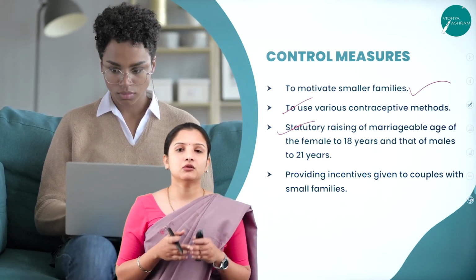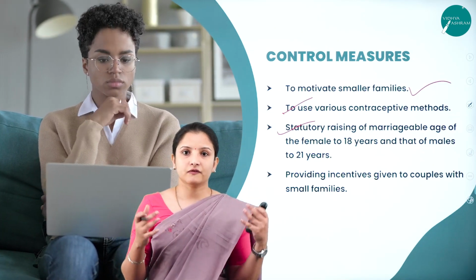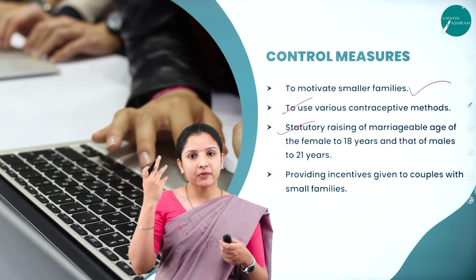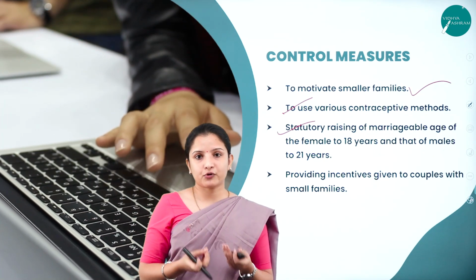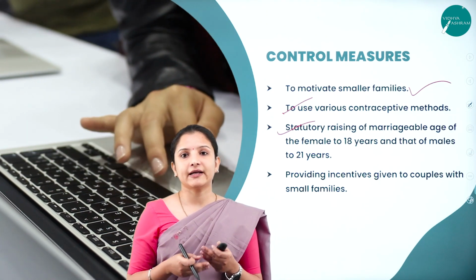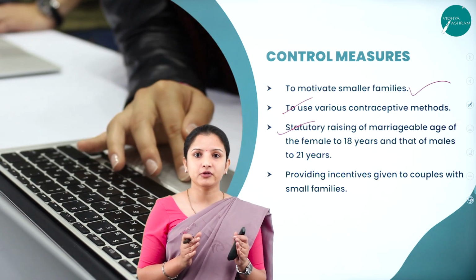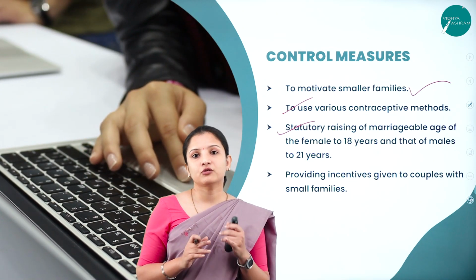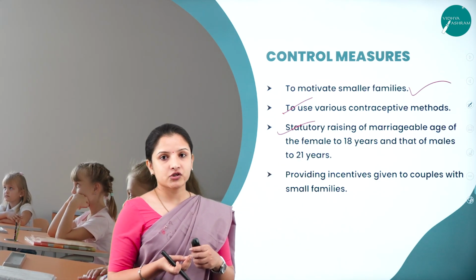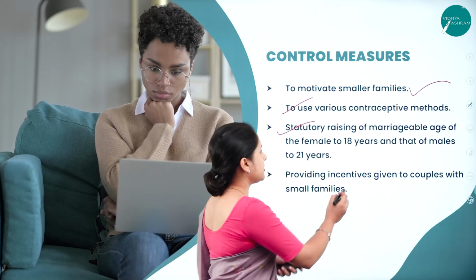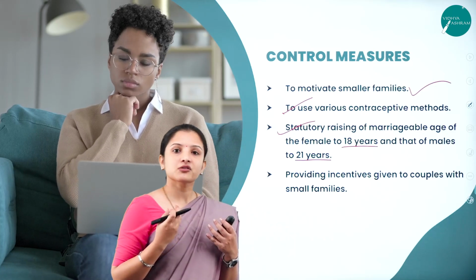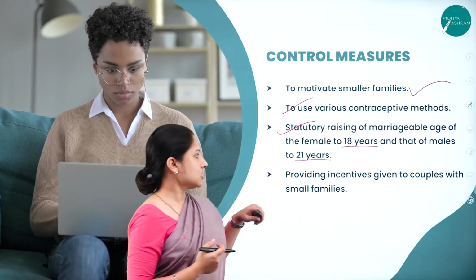Why is it? Because a girl is said to be matured. It is not just maturity in the case of the body, but it is also maturity in the head. So when she is mature enough to think about the problems in her life, she will be able to think and analyze and better understand that they should limit the number of children to either one or two. So that is why the government has increased the marriage age of a female to 18 years and that of a male to 21 years, because they would have attained maturity by that particular age.